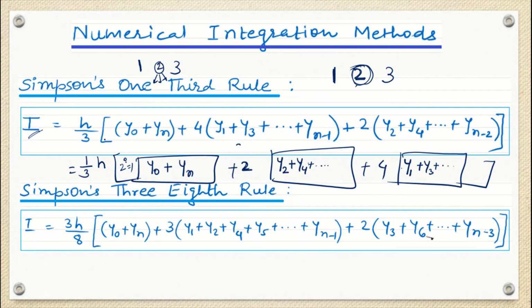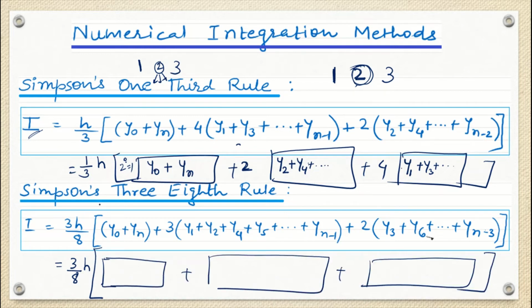What about my Simpson's 3/8 rule? If I have to write the formula for that, I'm going to write 3/8, and h is there always. Now again I have to fill 3 boxes, fine. Here I'm going to see the use of 3. So I'm going to write 1, 2, 3. Okay. So the very first box is the same as Simpson's 1/3 rule only. I'm going to write here y0 plus yn. Now in this sequence 1, 2, 3 with 2, what am I going to write down?